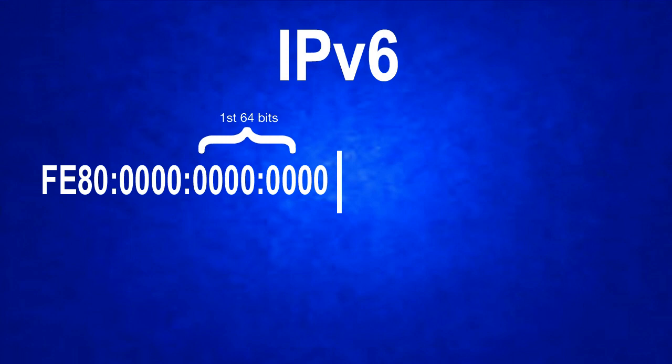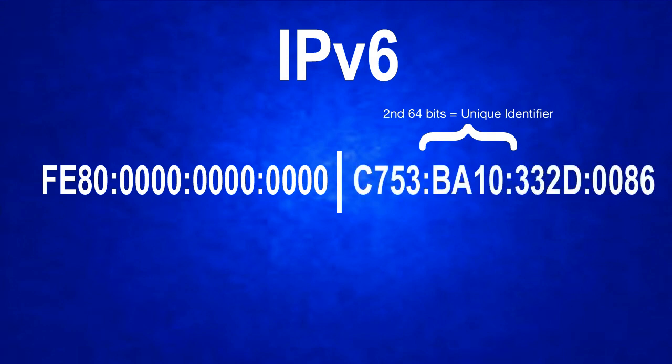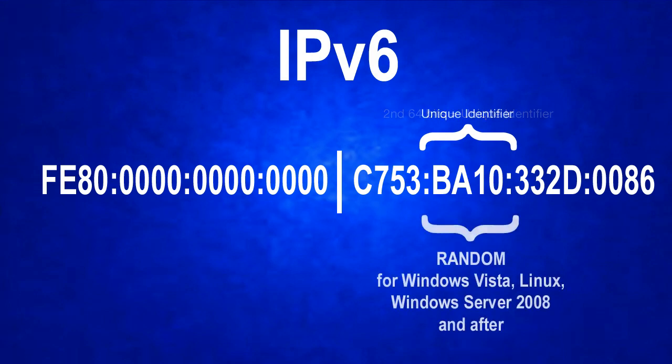The second half of a link local IPv6 address, in other words, the other 64 bits of that address, are called the unique identifier. And the unique identifier is created in two different ways. Beginning with Windows Vista, released years ago, all Windows clients will generate a random 64-bit number for the unique identifier, the second half of the link local IPv6 address. Other operating systems like Linux, as well as Windows Server 2008 and beyond, also use randomized 64-bit numbers for the unique identifier portion of the IPv6 address.